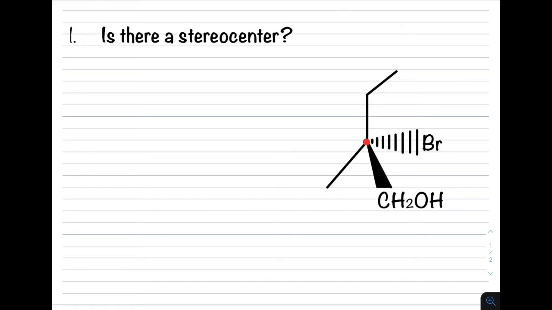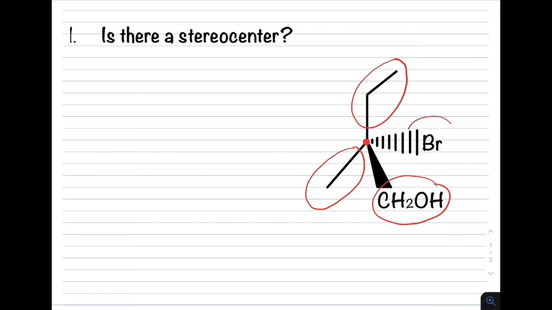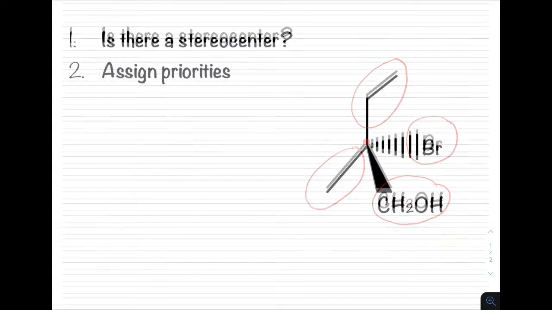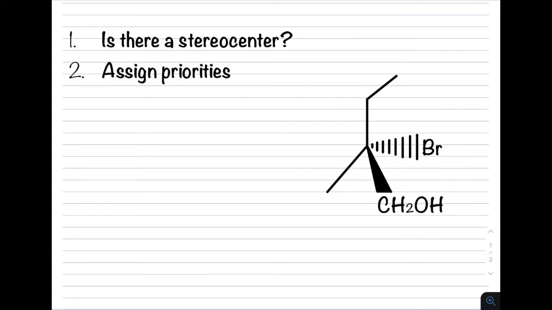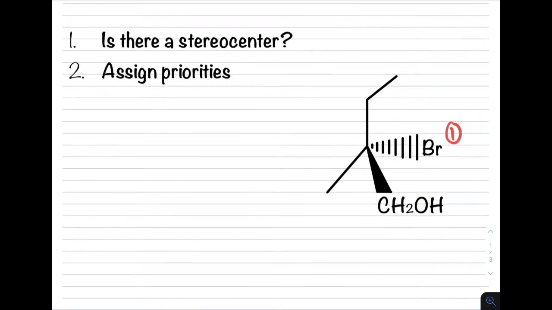And why is that? Again, a stereocenter is a carbon with 4 different groups, and this carbon is bonded to 4 different groups. It's bonded to an ethyl group, a methyl group, a CH2OH group, and a halogen. 4 different groups. So therefore, this carbon is a stereocenter, and we can assign R/S configuration to it. Now the next thing you're going to need to do is assign priorities to the 4 different groups using the Cahn-Ingold-Prelog rules. And based on those rules, we should get the following rankings.